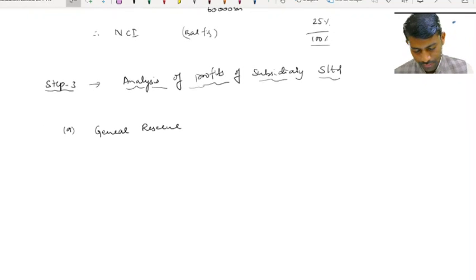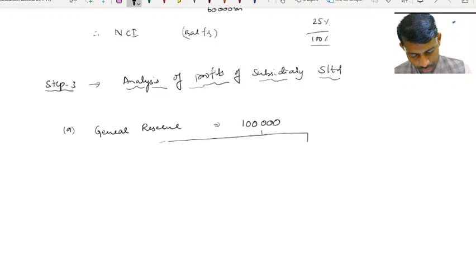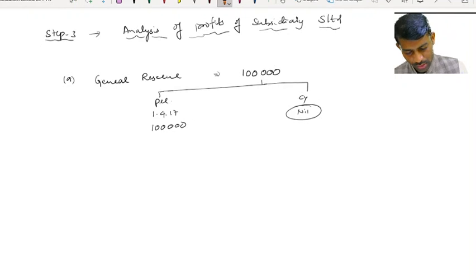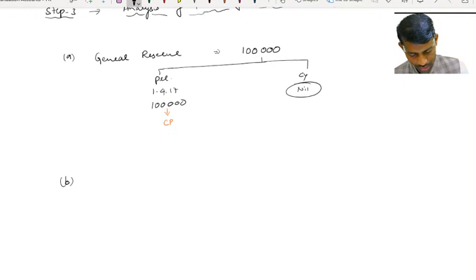General reserve closing balance as per the subsidiary company's balance sheet is 1 lakh. Out of this, the opening balance as on 1/4/17 was 1 lakh. Therefore, for the current year it is nil. If it is opening, we call it capital profit, so this is nil. Leave it. Then revaluation: in this problem, nil.